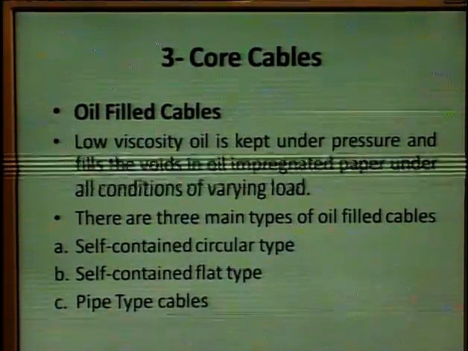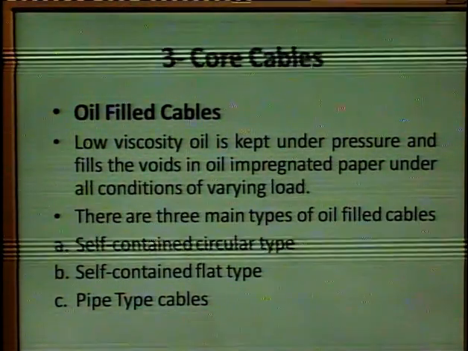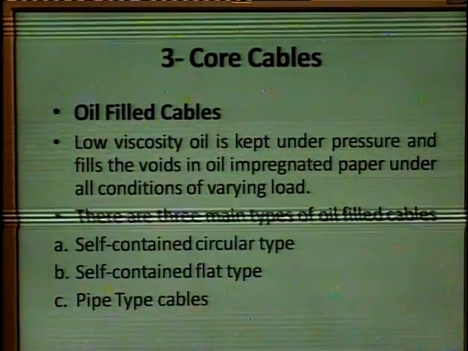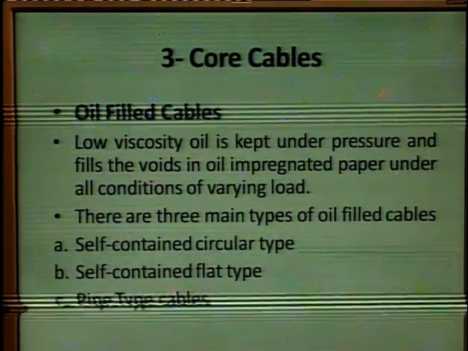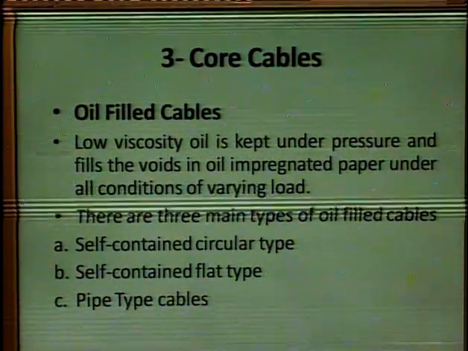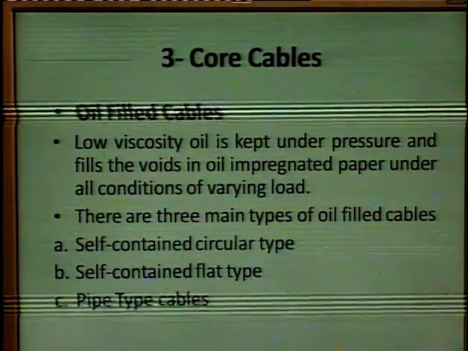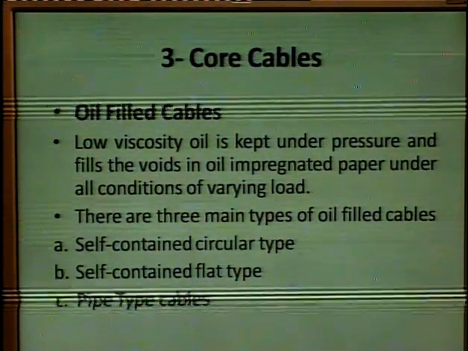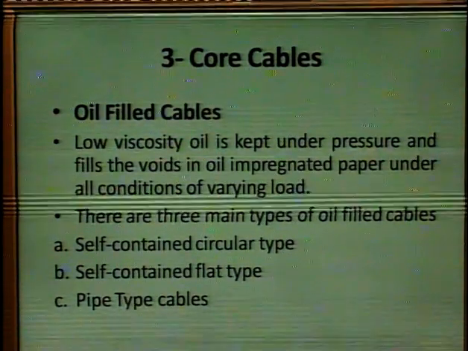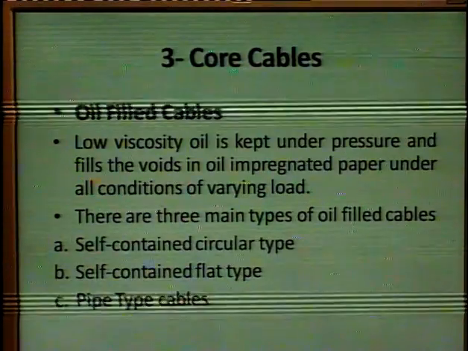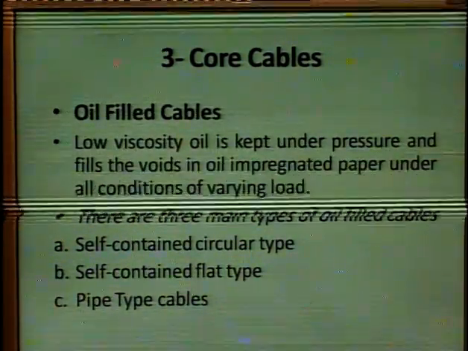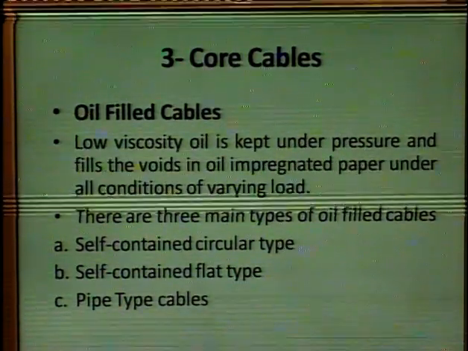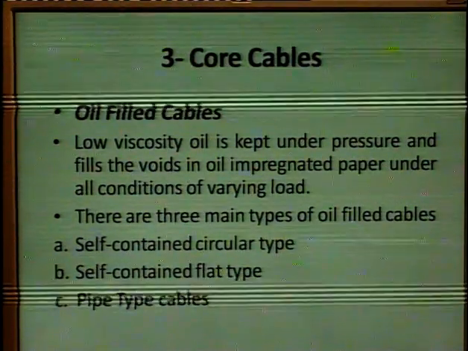So the low viscosity oil is kept under pressure and fills the voids in the oil impregnated paper under all conditions of the varying load. So there are three main types of the oil filled cables: self-contained circular type, self-contained flat type, and the pipe type cables.